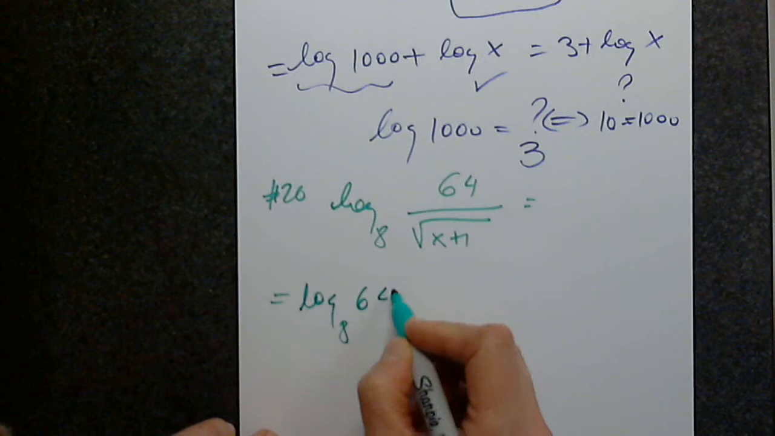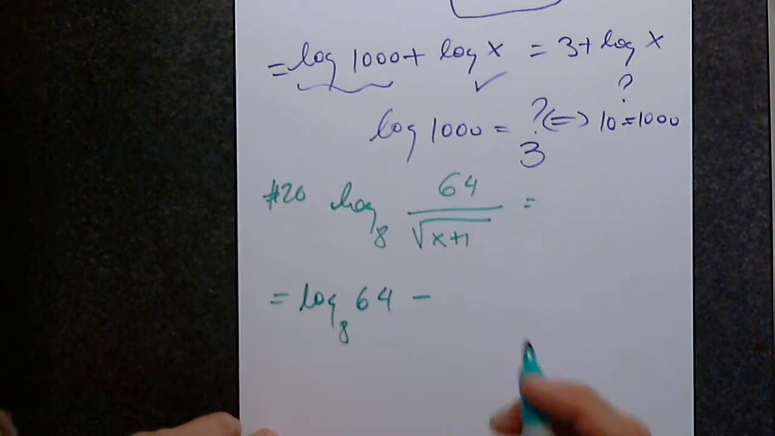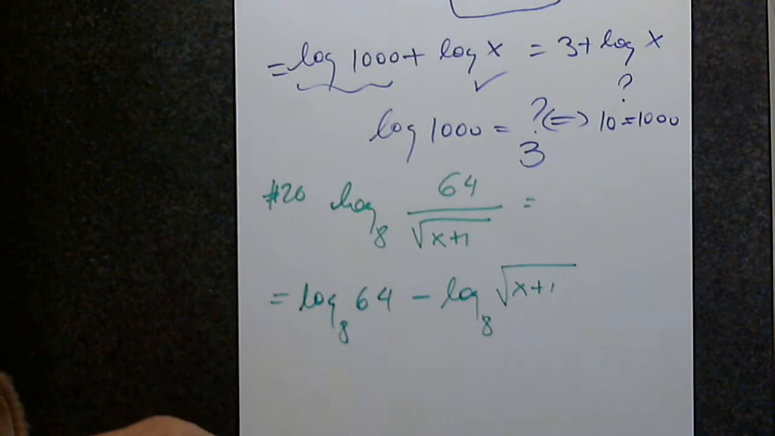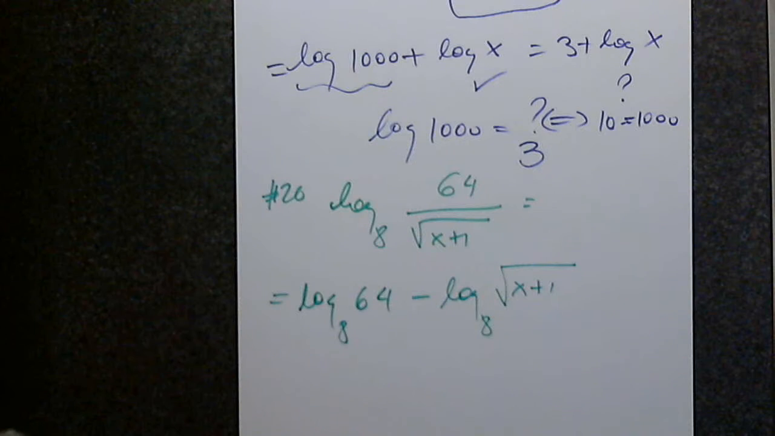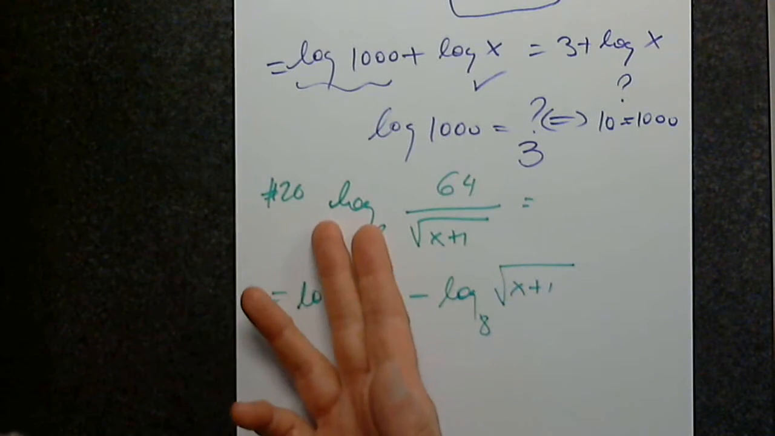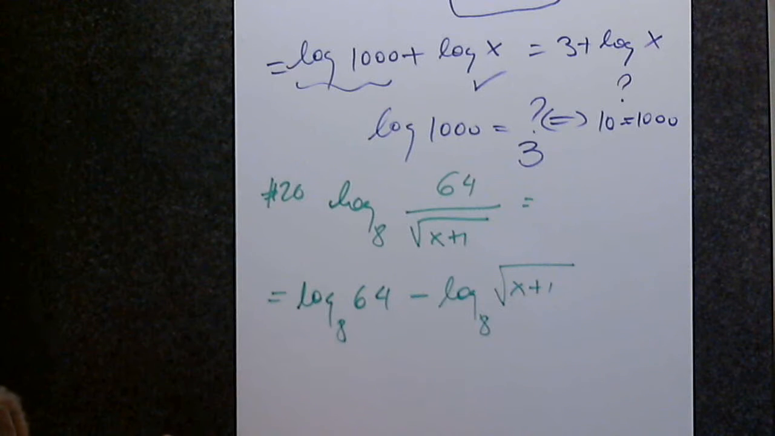Log base 8 of 64 minus log base 8 of... it's a over b. So we keep the log in the base of 8, both of them. Yes, because if I want to go back, what base will I get? It has to be the same base. Of course, very good remark.